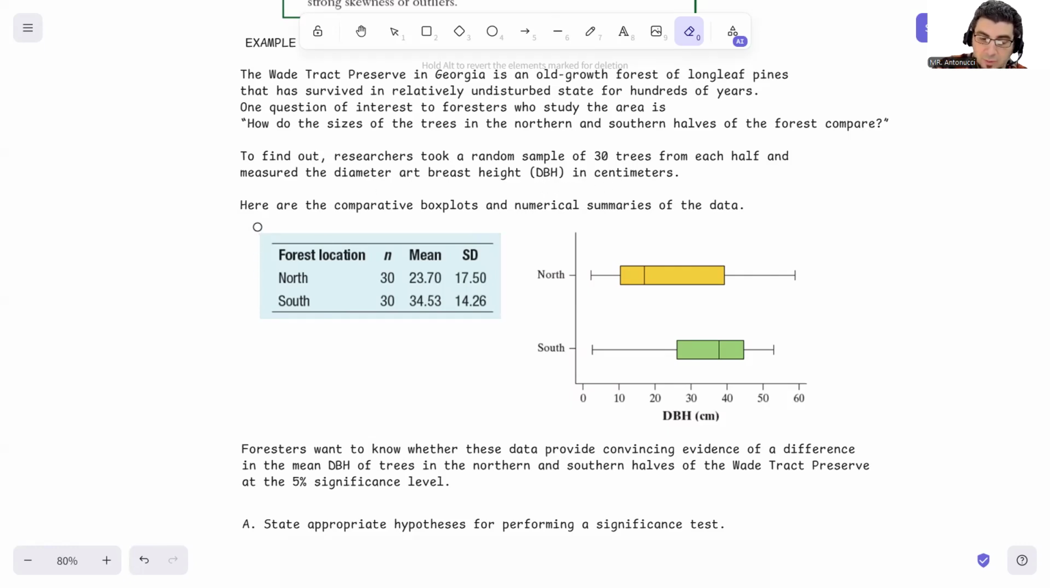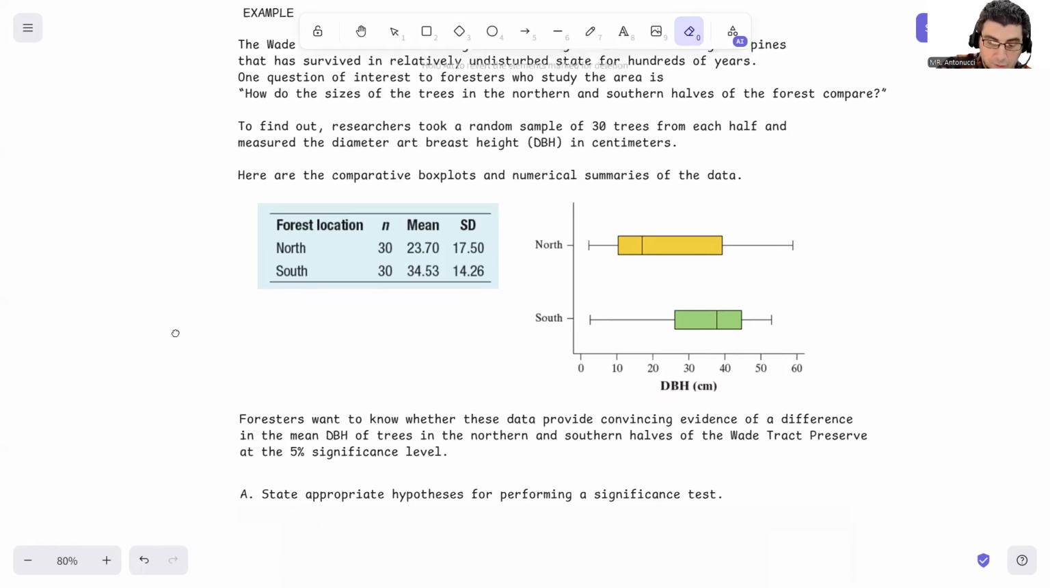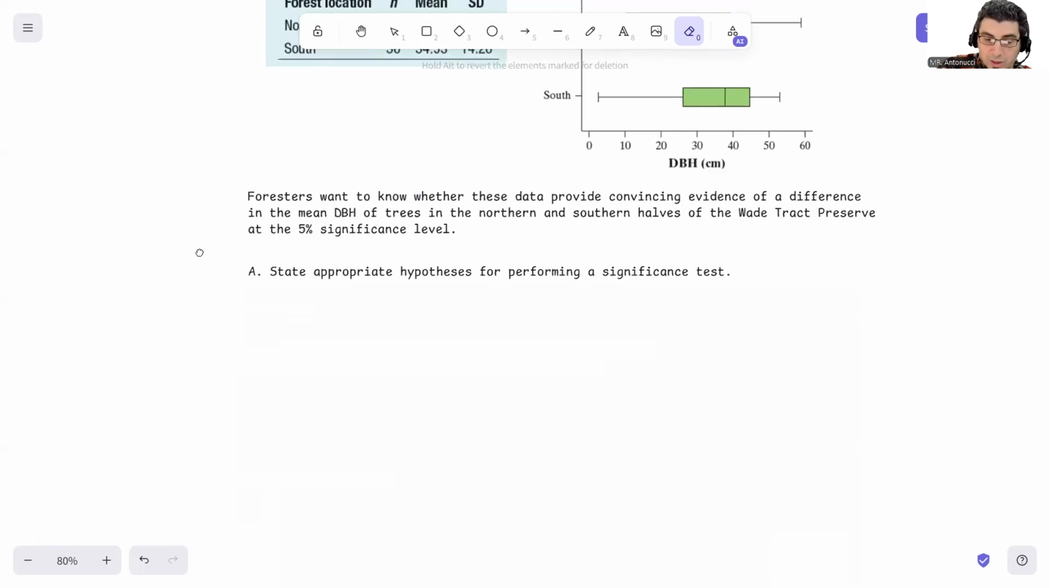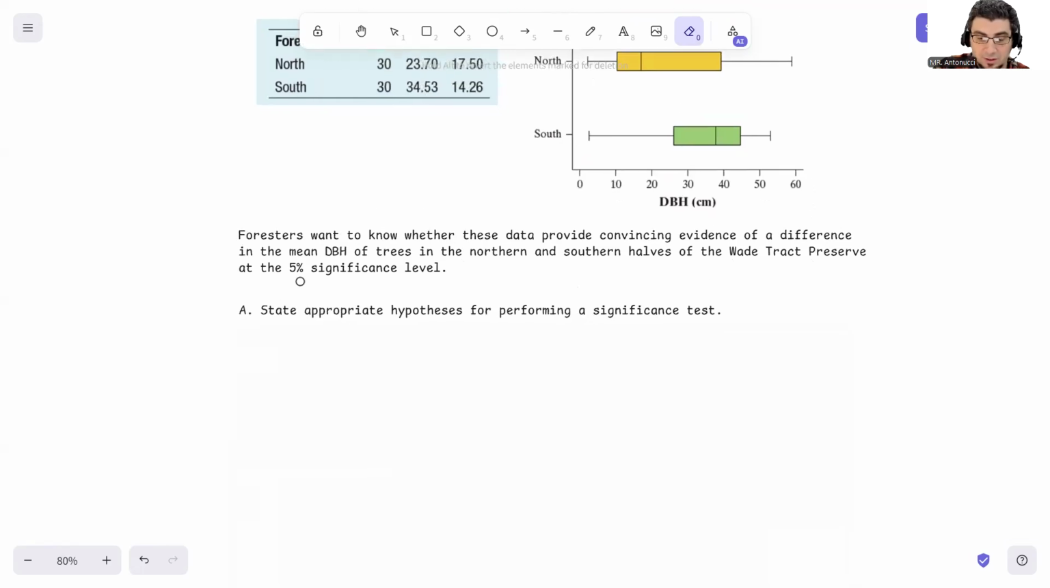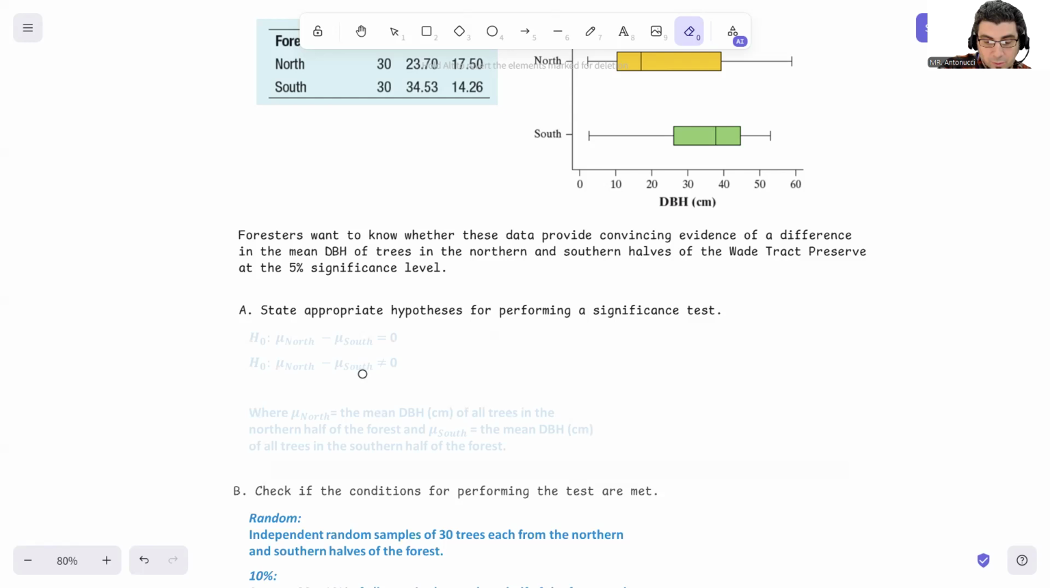Here are the comparative box plots and numerical summaries for the data. So we have the sample size, the mean, standard deviation, as well as box plots of the data there. Foresters want to know whether these data provide convincing evidence of a difference in mean DBH of the trees in the northern and southern halves of the Wade Tract Preserve at the 5% significance level. So we're going to state the appropriate hypotheses for performing a significance test here.